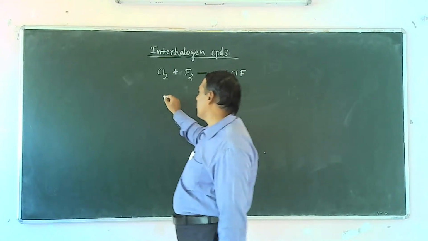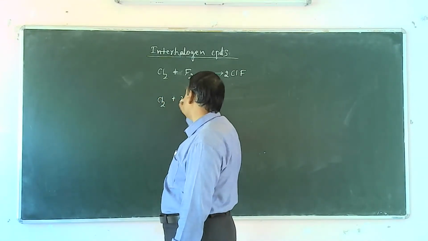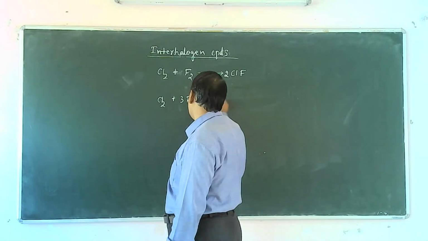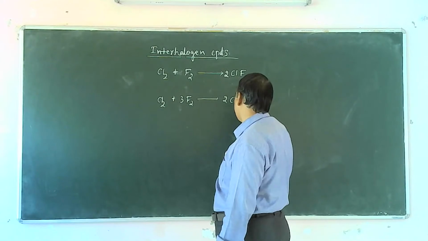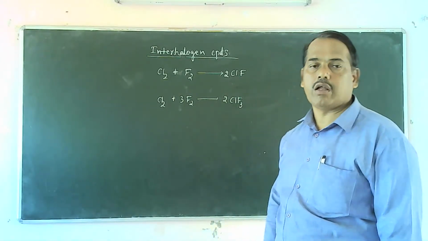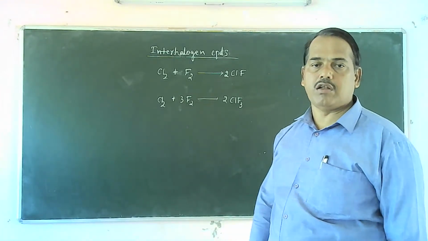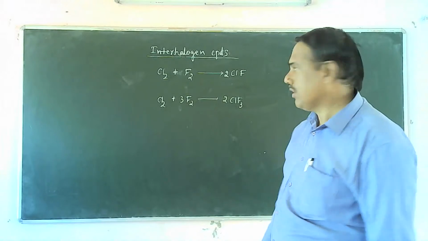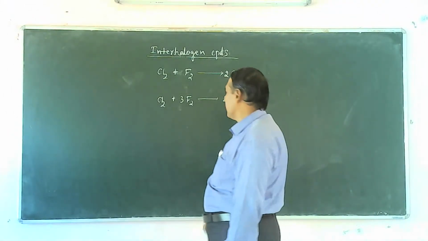Are you clear? If the reaction condition changes again, see Cl2 plus 3F2, so you will get 2ClF3. See, chlorine trifluoride. Are you clear? Understood? We can easily prepare these interhalogen compounds. So these are nothing but fluorine and chlorine compounds.